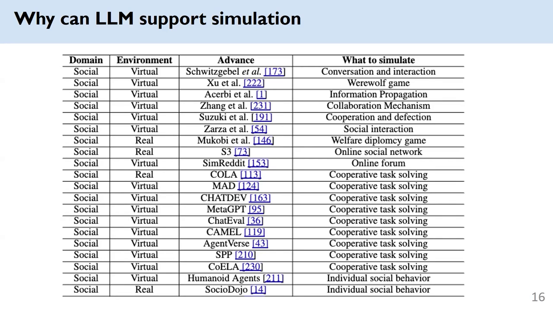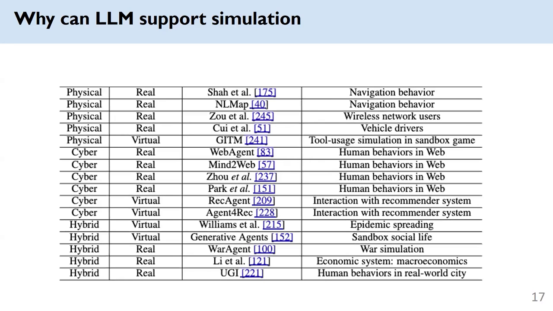These works can simulate how the agents interact with each other, for example, in some social games, such as the werewolf game. So in such a virtual predefined game environment, the LLM agents can exhibit some interesting behaviors with social interaction. And some works use real data to define the social network environment. So it's based on real social network websites, and the deployed agents simulate their behaviors in such a social environment.